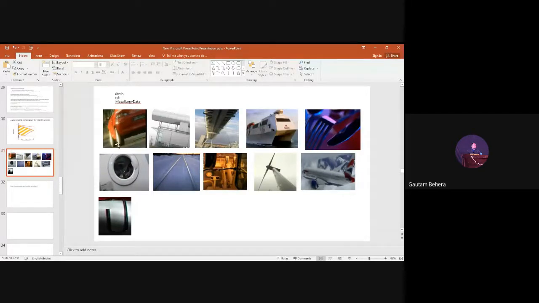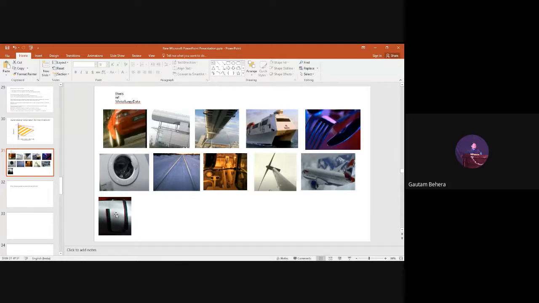You can see car, buildings, bridges, ship, knives and forks, right? This washing machine, railway tracks, the heavy equipments, mineral processing equipment or any transportation equipments. You can see this one, the mill, windmill, aeroplanes, aircrafts, like pin, paper clip, clip. So everywhere we have steels, right?